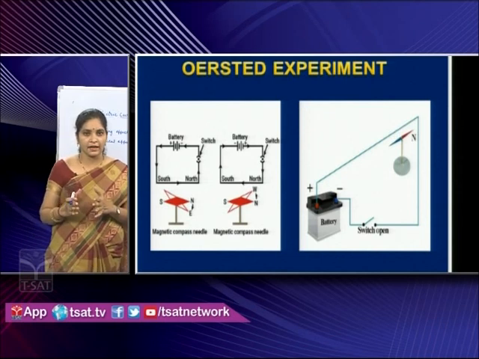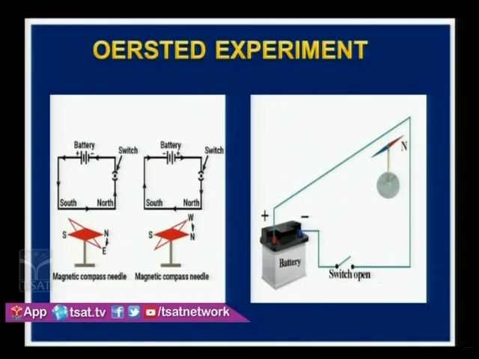Here you can see in the slide, to perform this experiment we need 2 wires, 1 battery and a compass needle. Complete the circuit with the battery and the wire and place a compass needle below the current carrying wire. We see when the current is passing through the wire, the needle is deflecting. It means the current carrying wire is producing magnetic field lines around it, which are responsible for the deflection of needle in the magnetic compass. This is about the Ørsted experiment.